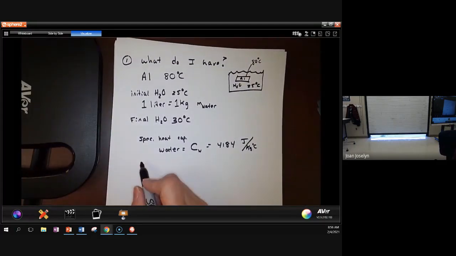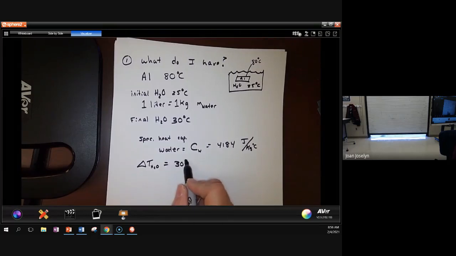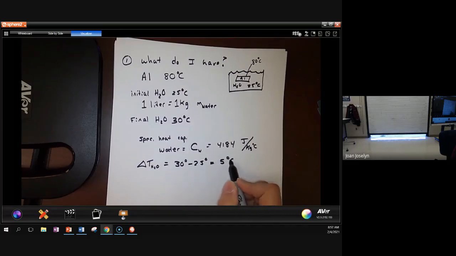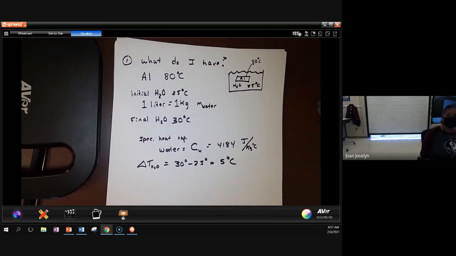I also know that the water changes temp. So delta T for water, H2O, was 30, went to 25, and my total net change is 5 degrees. So we're still doing what I have, just a lot of stuff.